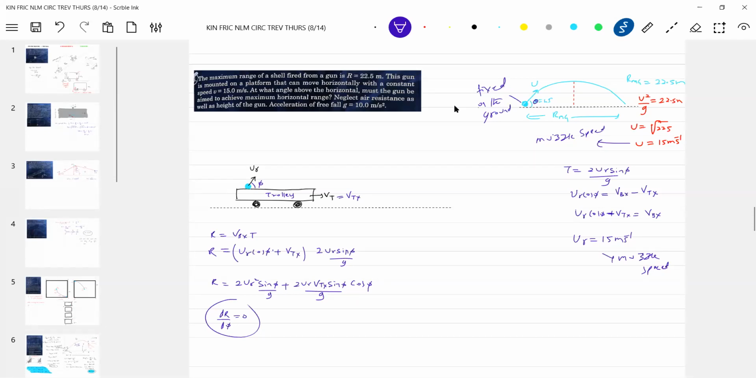Now for the rest, you know the values, differentiate this. Anybody, the value of phi? I think some quadratic will come. 60 degrees, 60 degree.